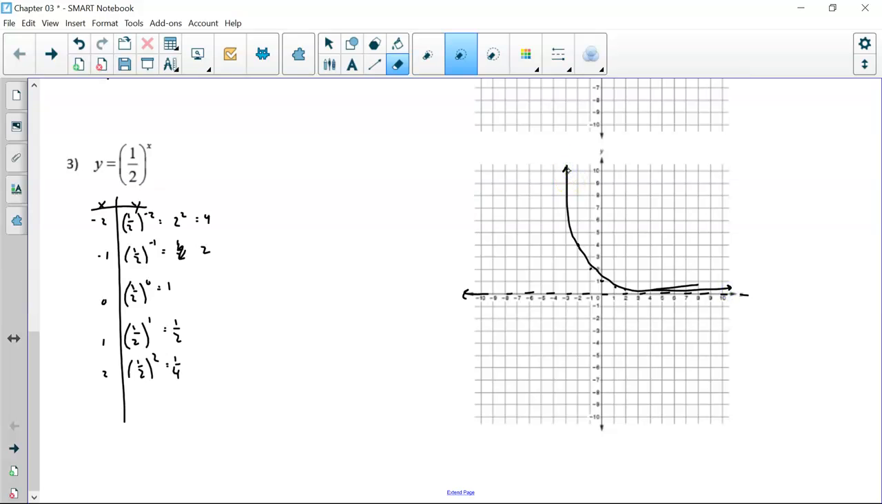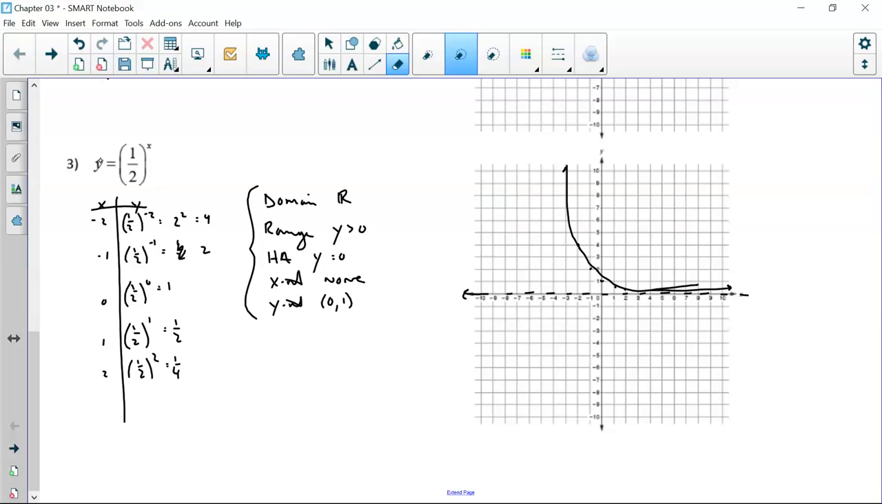And there's our graph. Our domain, still all real numbers. Our range, y is greater than 0. Our horizontal asymptote, HA for short, is at y equals 0. X-intercept, it still doesn't have an x-intercept, so there is none. And our y-intercept is at (0, 1). So a lot of similarities between the graphs. The only difference is for that 1/2, it's falling from left to right.